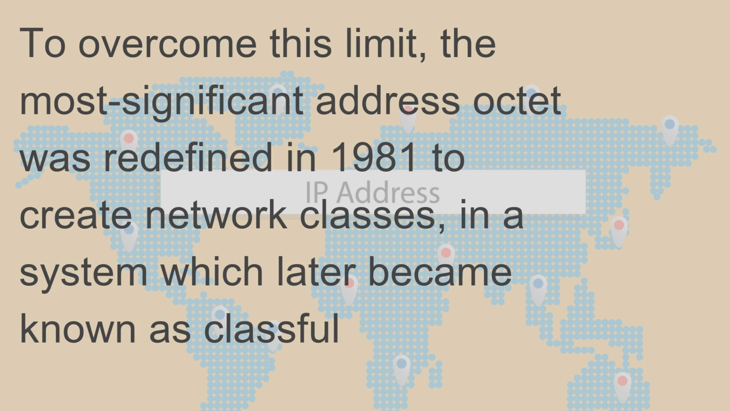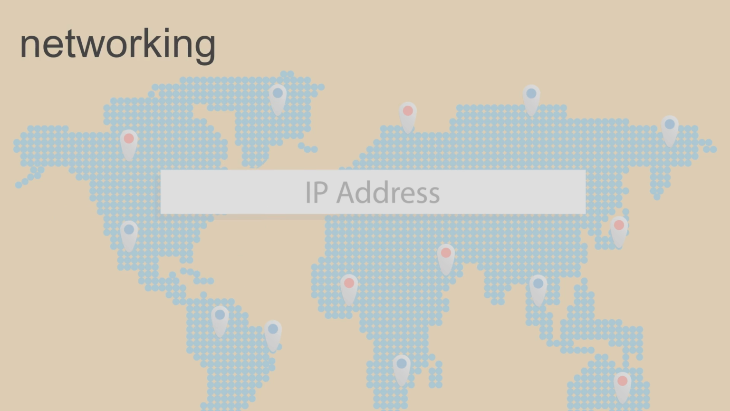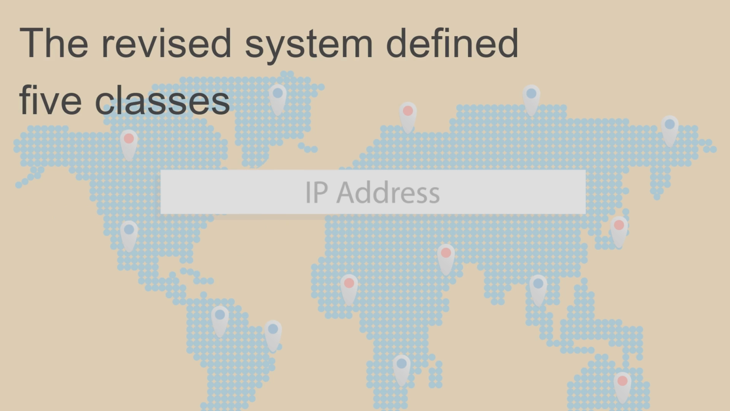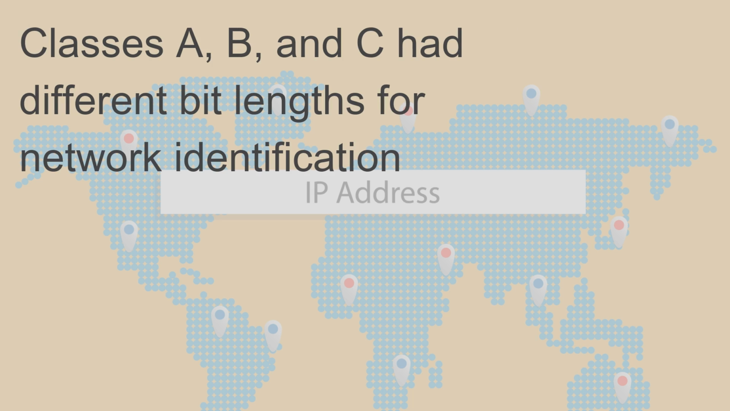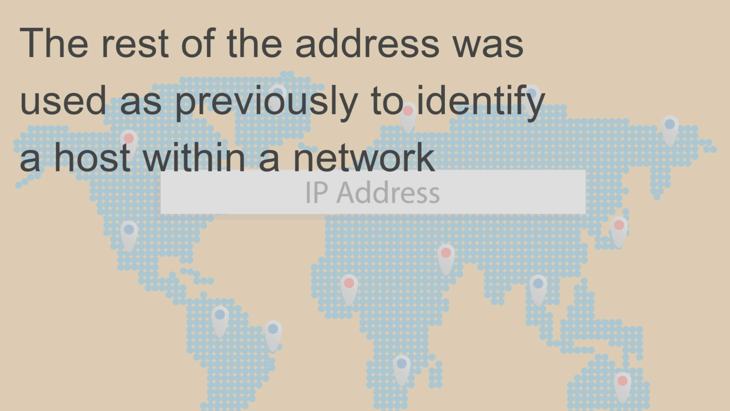To overcome this limit, the most significant address octet was redefined in 1981 to create network classes, in a system which later became known as classful networking. The revised system defined 5 classes. Classes A, B, and C had different bit lengths for network identification. The rest of the address was used, as previously, to identify a host within a network.